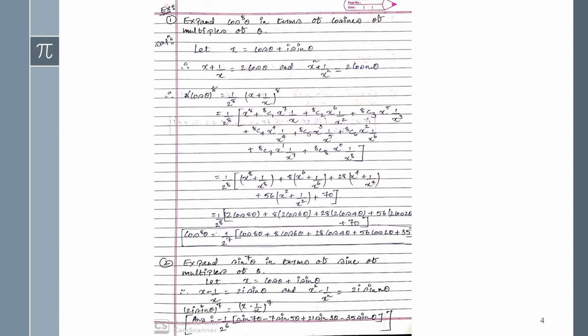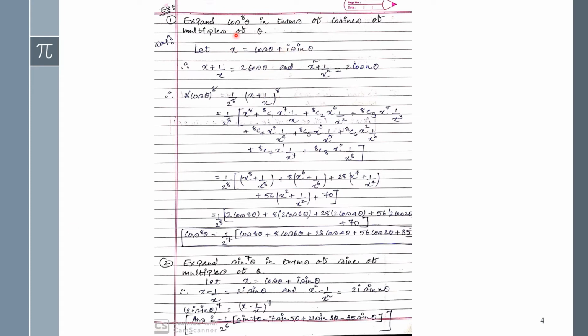And now I'm starting the examples, and here you can see the first illustration is given: expand cos raised to 8 theta in terms of cosine of multiples of theta. So cosine is nothing but cos theta, cos n theta. Okay. So first of all, based on the theory, your first step will be in terms of x only, that is, x equals cos theta plus i sin theta.